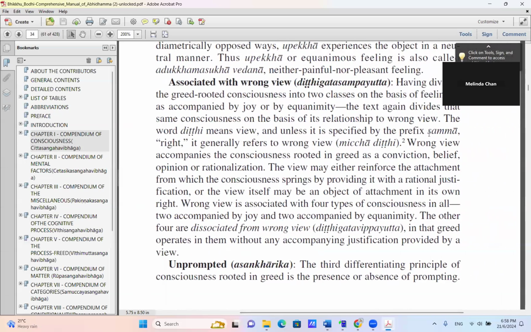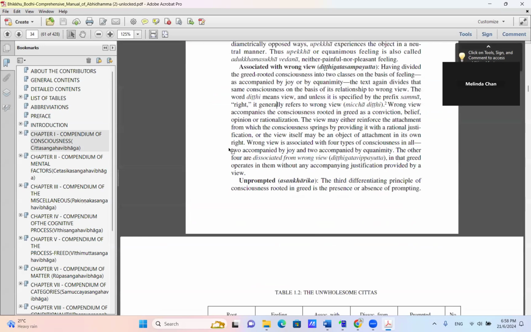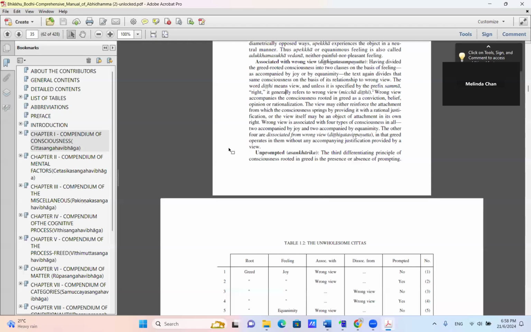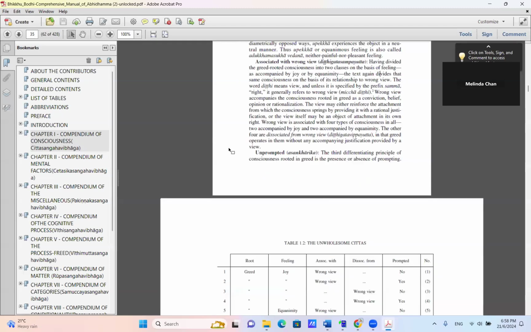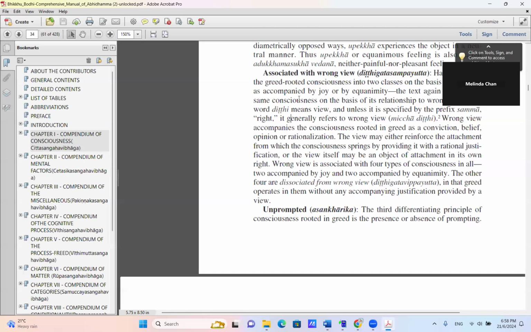Can somebody read? Can you read this one? Read out. Which page is it? I have the hard copy. Which page? Page 34. Associated with wrong view. Wrong view. Correct? Yes. Okay. Associated with wrong view.